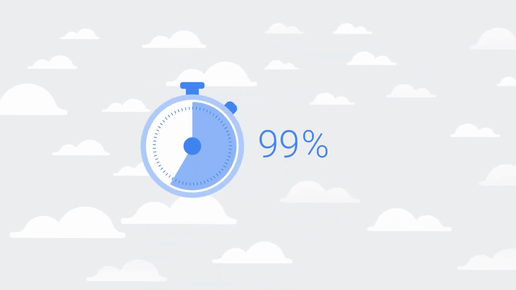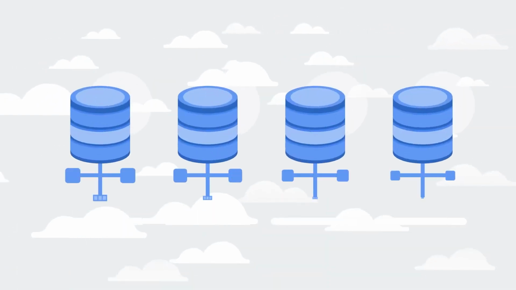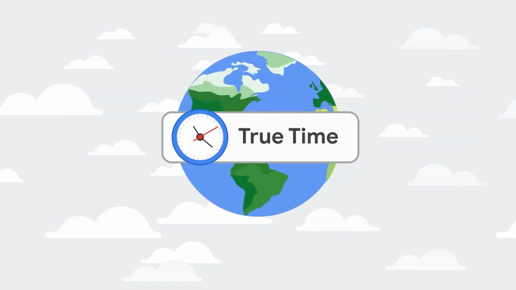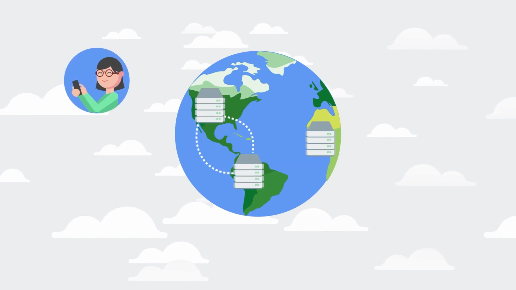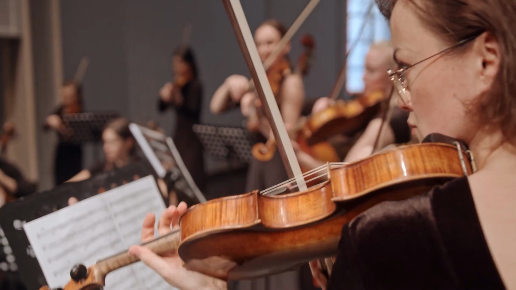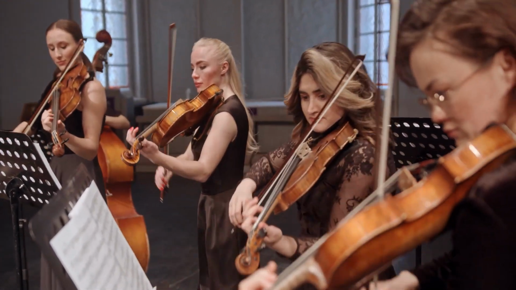Spanner's secret weapon is the TrueTime API, which syncs time across Google's network using atomic clocks and GPS. This ensures every server knows the exact time, down to milliseconds, so data updates are ordered correctly. It's like giving every musician in an orchestra a perfectly synced metronome. No matter where they are, they play in harmony.